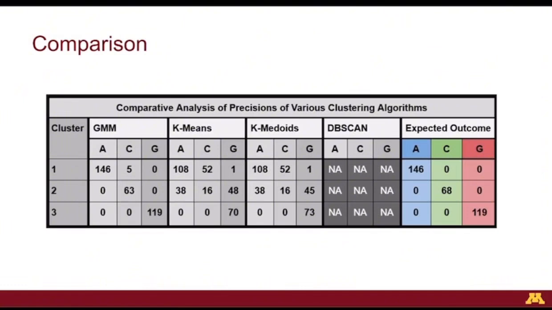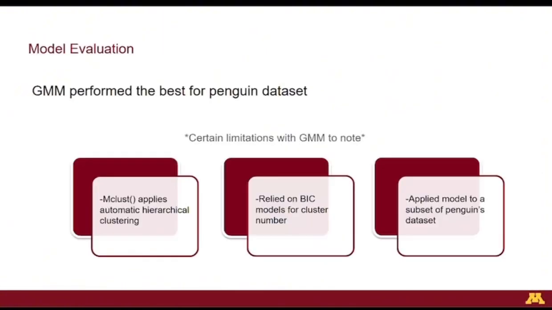So GMM, as we mentioned before, accurately clustered Adelie, Chinstrap, and Gentoo into separate groups, but k-means and k-medoids struggled with that overlap and incorrectly grouped those penguin species, and then DBSCAN failed ultimately to produce any clusters. And then for model evaluation, again, GMM performed the best for the penguin dataset out of all the other models we tried, and there are some limitations to note though.